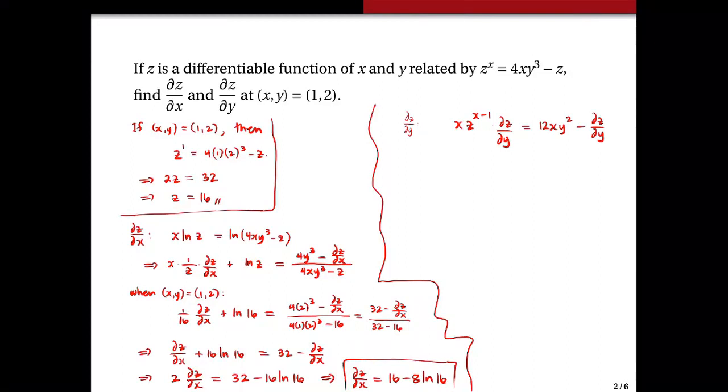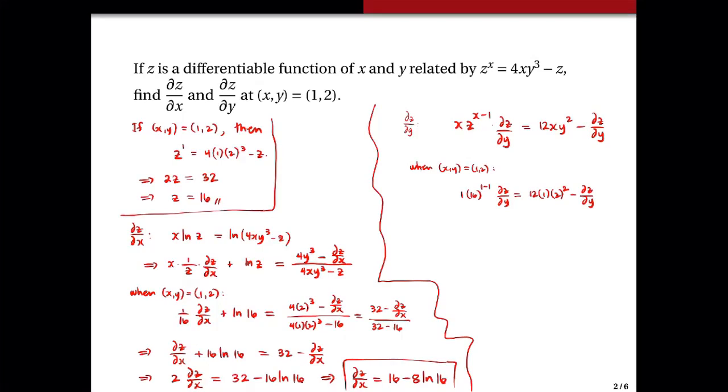And now, when we have x comma y equals 1 comma 2, we will get, so x equals 1 times, of course, z equals 16. So we will have 16. And then the exponent, it's just 1 minus 1. Then here we will have partial z with respect to y. The other side, we will have 12 times 1 times 2 squared minus partial z with respect to y. And then 16 raised to 0, that's just 1.